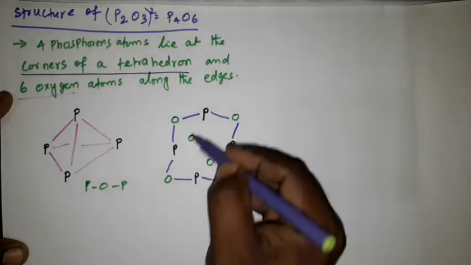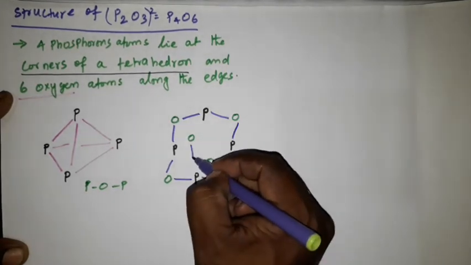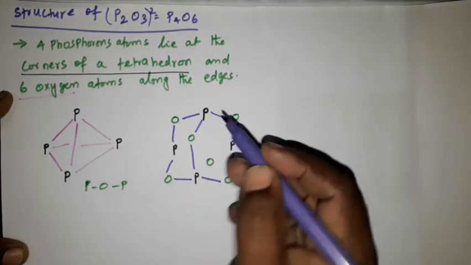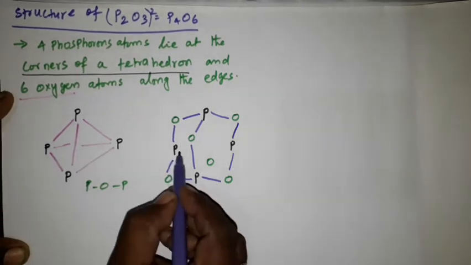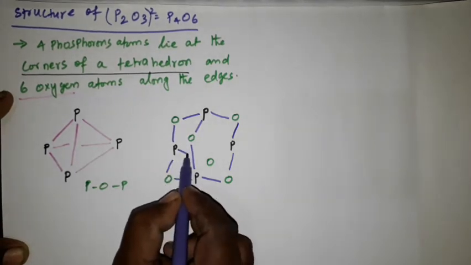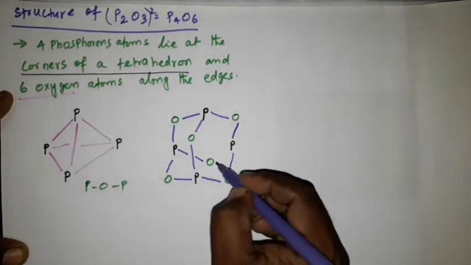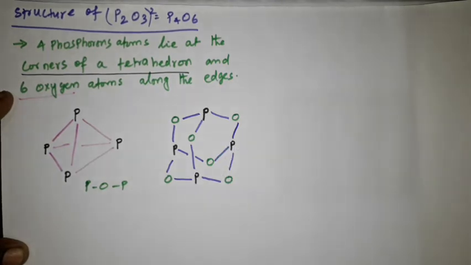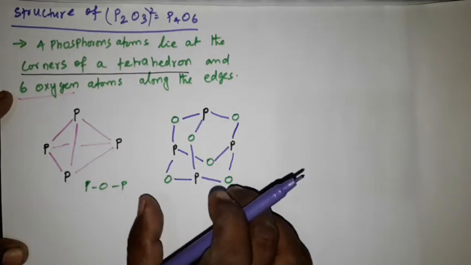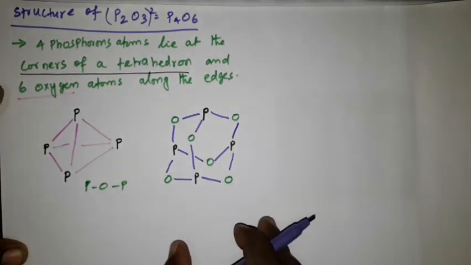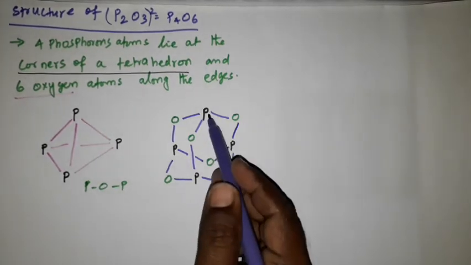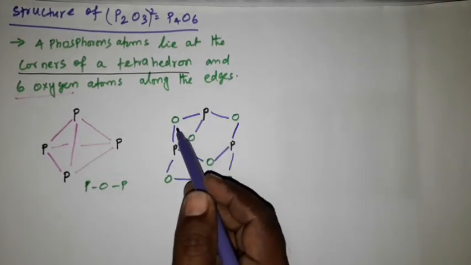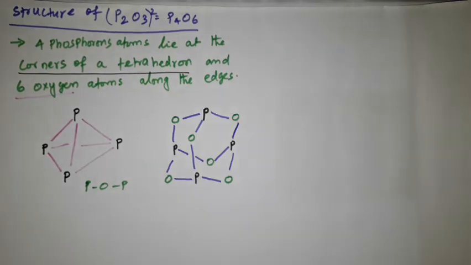Now between these 2 phosphorus make a bond, here also one bond. Now here one bond, then here one bond. Now I hope it is very clear. So this is the exact shape you can see in the textbook. So there are 4 phosphorus atoms and 6 oxygen atoms.